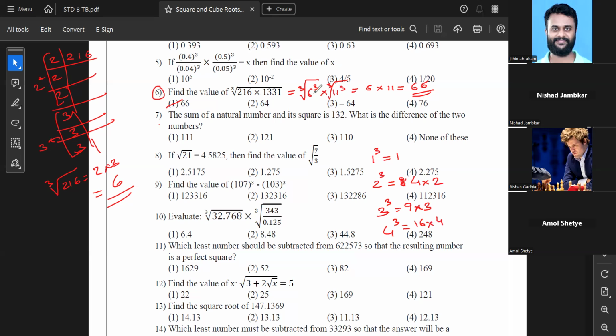Now in this case, since the number was 216, I understood that अरे यार 216 है. First of all, my logic went like this. This 216 is less than 1000. I know that cube root of 1000 is 10. So this cube root is definitely less than 10. It's a single digit number. This was my first clue.